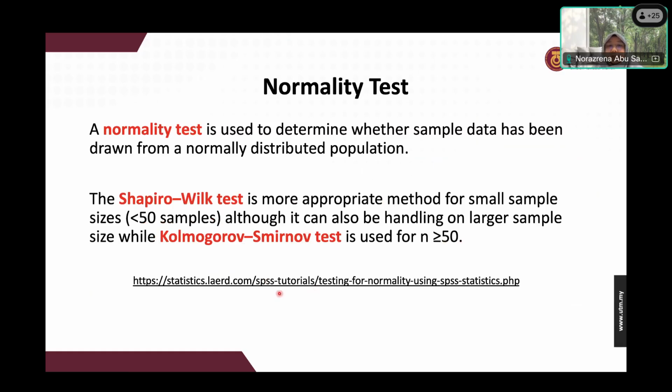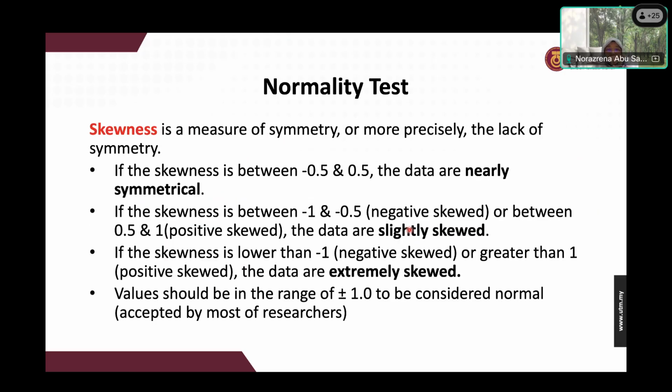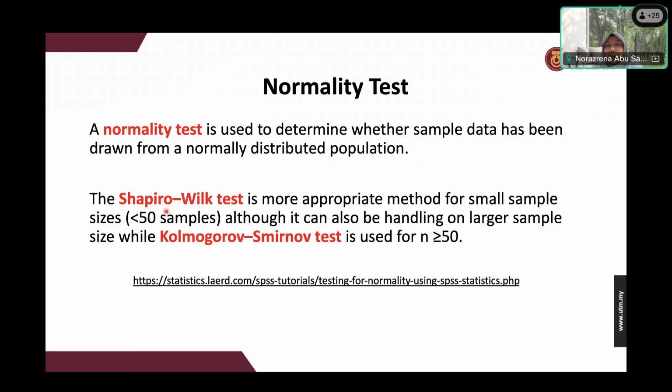All right. So this is how to run it. I like to refer to this Laerd website because it's very clear. I will show you later, but if you forget how, you can always refer to this Laerd website. And then about the skewness. In SPSS, you can get this skewness data. You can refer to the skewness or you can just use the Shapiro-Wilk test. Both are possible, but no need to use both.